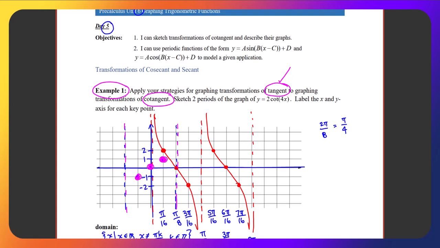Next, I'm going to plot cotangent and apply this 2. So the 2, as we saw for tangent, affected the turning points. So instead of having it be 1 and -1, it would be 2 and -2. But we'll hold off on that for a second.